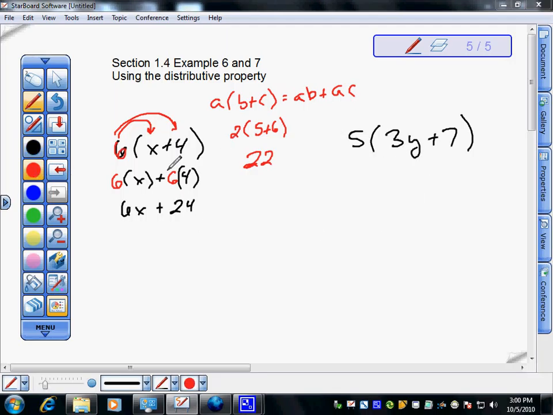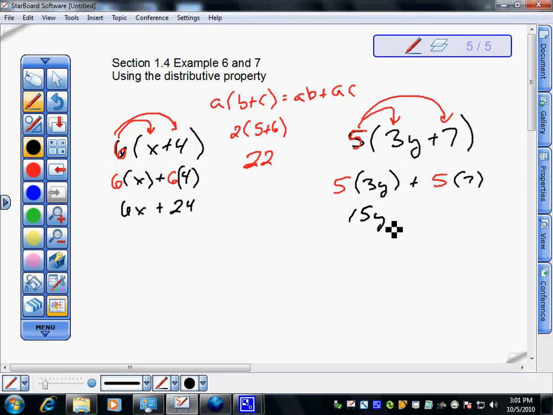Same thing going on over here. If I take the 5 and distribute the 5, I have to multiply each term inside the parentheses by the quantity of 5. So I end up with 5 times 3y plus 5 times 7. The 5 distributed to each term inside the parentheses, and now I can use my associative property we just learned here. So 5 times 3 is going to give me 15y, and then over here I'm going to get the 35.